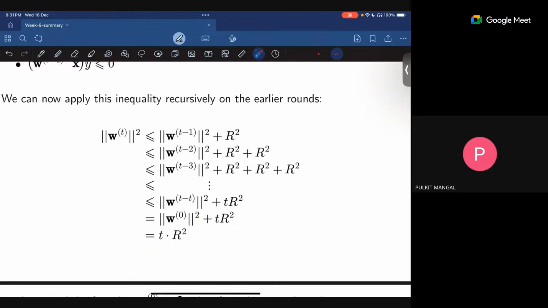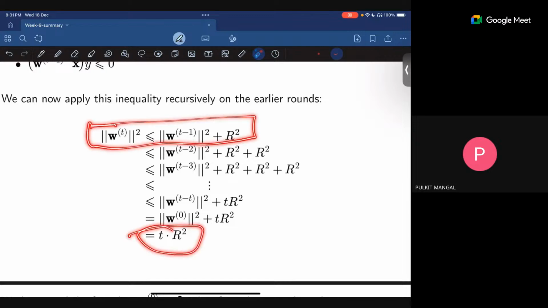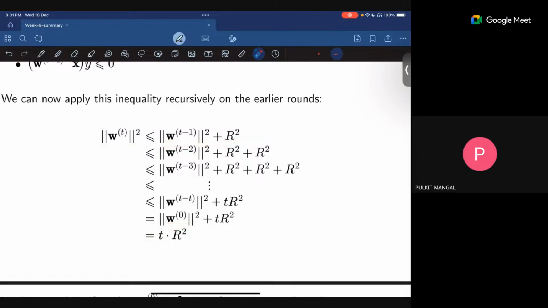Okay, the main points to remember here are this inequality and the final one. So these two are the main things that you should remember from the proof of convergence.